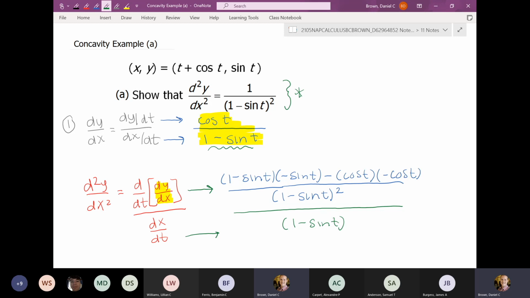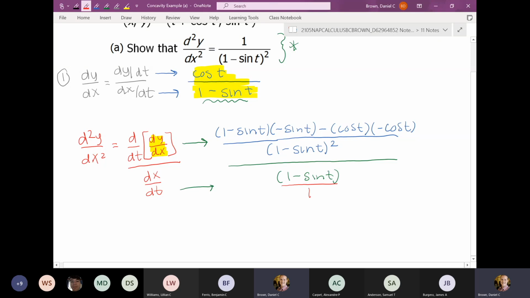Before I do the algebra, because that's not going to be new, any questions on where I got that expression of the second derivative from? All right, so let's try it. I'm going to think of this 1 minus sine of t as over 1, so I can multiply by the reciprocal and simplify it. So simplifying this top numerator, distributing this across, I'm going to have negative sine of t plus sine squared plus cosine squared. Multiplying by the reciprocal, 1 minus sine of t cubed.